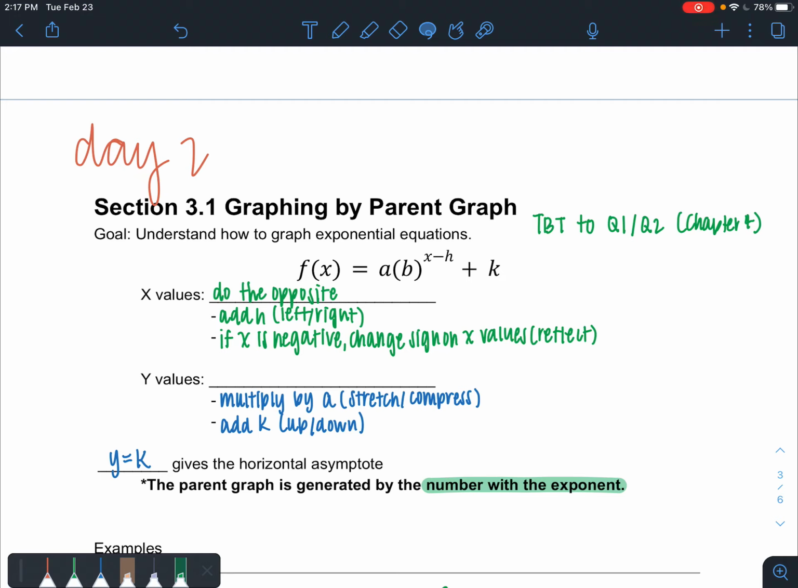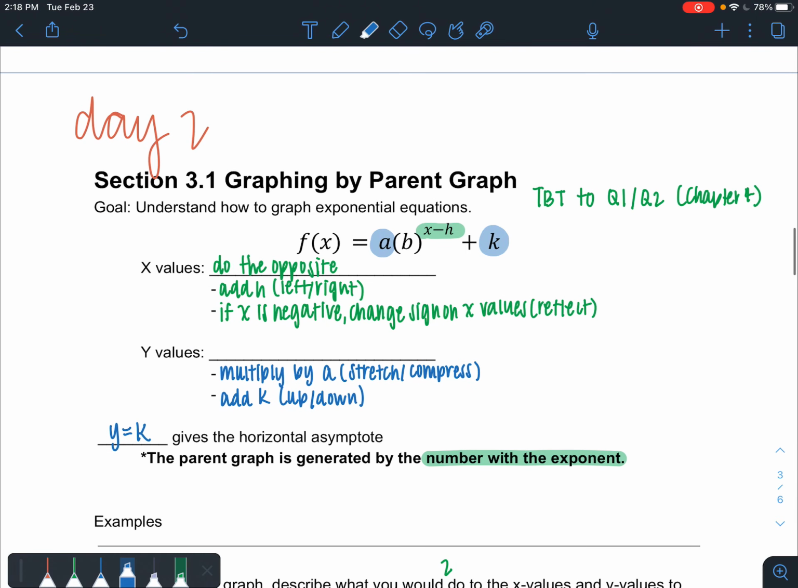transformation. So if you remember, with the x values, which will be your values up here, you are going to do the opposite. So you're going to add h, which if it's being subtracted, you add it. If it's being added, you subtract it. And then if x is negative, then you want to change the sign on the values. The other thing is our y values. So that's going to be our a and k. We're first going to multiply by a, and then we'll add or subtract k. And then finally, y equals k is going to give us our horizontal asymptote.